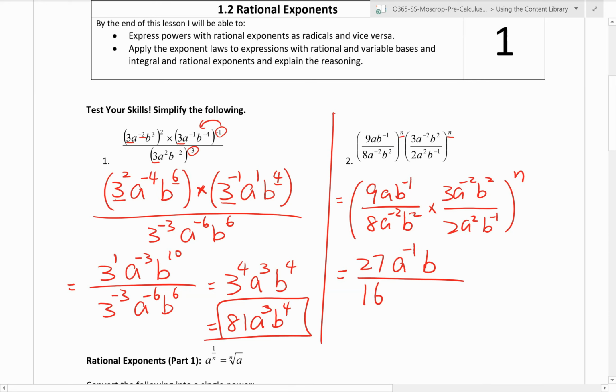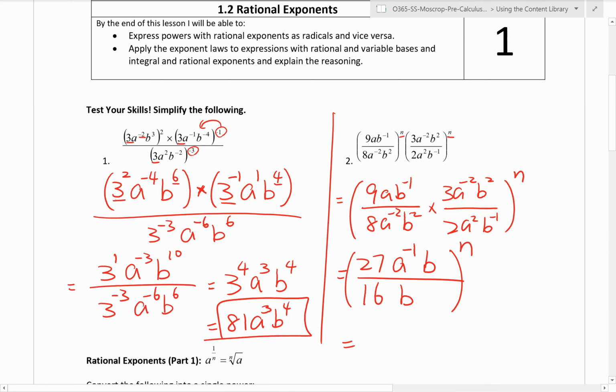Whereas the denominator here, we have a to the negative 2 times a squared, so the exponents add to 0, so they just cancel out. We have b squared times b to the negative 1. So add the exponents together to get b. We still have the exponent of n outside there.